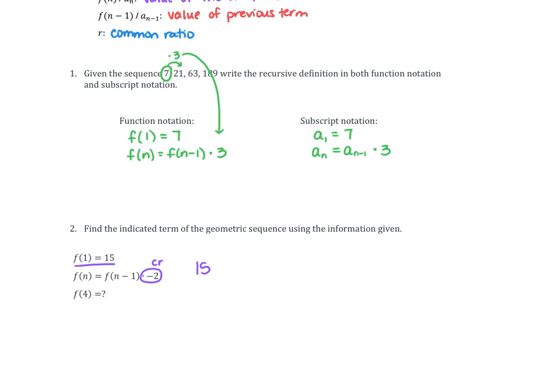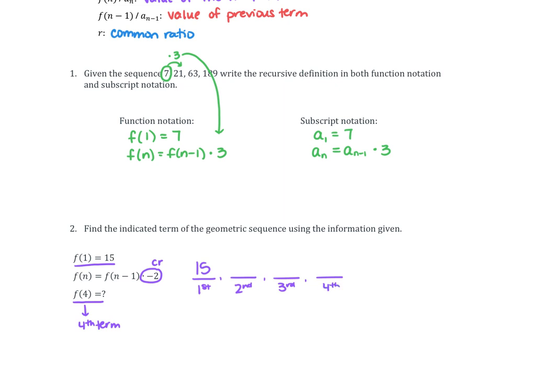Now, what's really important is this last piece, f of 4. This is telling me it wants the fourth term in my sequence. Whatever the number inside the parentheses is what term it's asking for. Now, a common mistake a lot of students make is they don't count 15 as the first term. Remember, this is my first term. So then I have my second term, I have my third term, and then I have my fourth term. And when I get to that last blank, that will be my value.